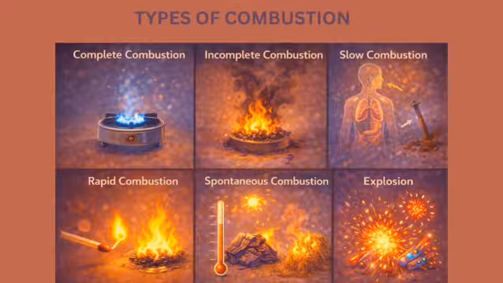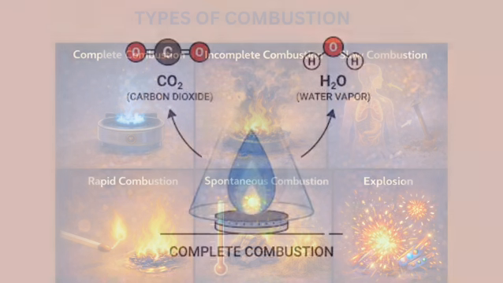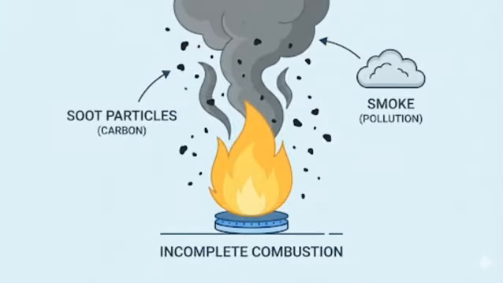Types of combustion. Combustion can happen in different ways. 1. Complete combustion. When enough oxygen is available, complete combustion occurs. It produces carbon dioxide and water. Example, burning of petrol. 2. Incomplete combustion. When oxygen supply is limited, incomplete combustion takes place. It produces carbon monoxide and soot. Example, burning of coal with limited oxygen. Carbon monoxide is very dangerous.